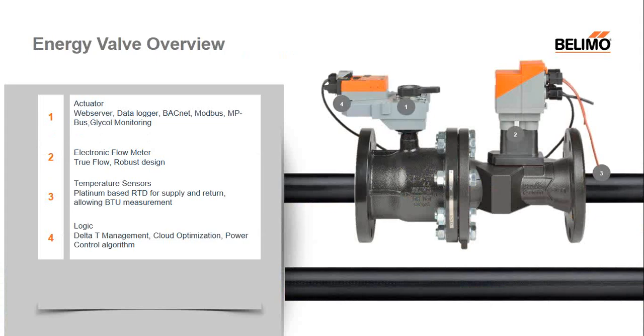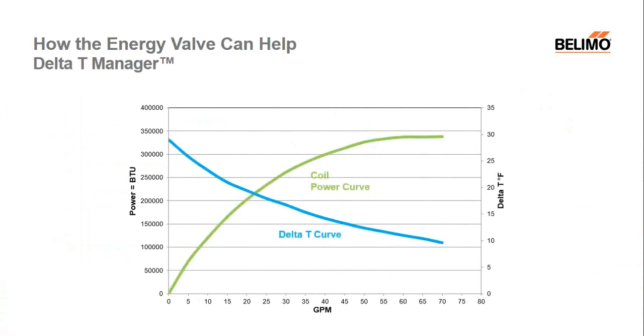So let's talk a little bit more about that low delta T and what that looks like in terms of saving pumping energy. I have a very simple chart here describing the relationship between flow and delta T. On the y-axis on the left, we have power and BTUs. We have GPMs on the bottom. And on the y-axis on the right, we have delta T in degrees Fahrenheit. As you are probably aware, there's many data points for coil power and for delta T curves, but we've just simplified them with one single line for explanation purposes.